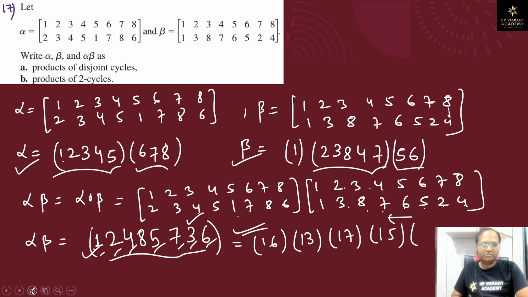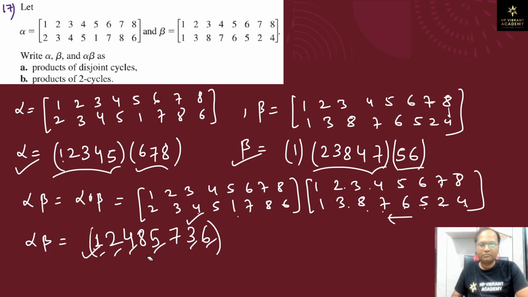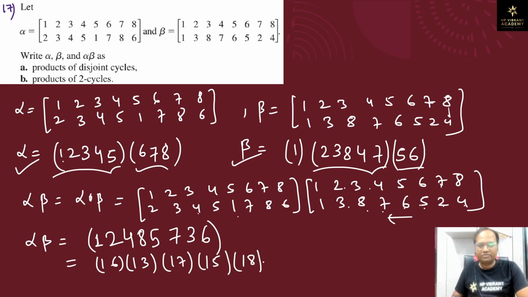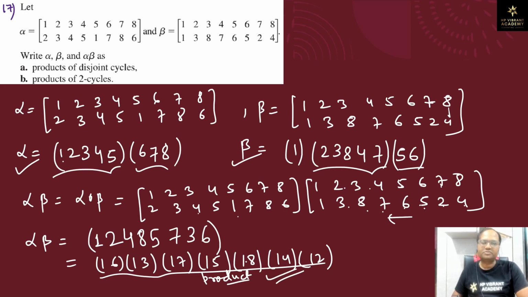Let us write down this once again, this is not visible. Okay, so this is equal to 1 6, 1 3, 1 7, 1 5, 1 8, 1 4, 1 2. Okay, so this is the product of transpositions. So we have represented alpha beta as a product of transpositions.